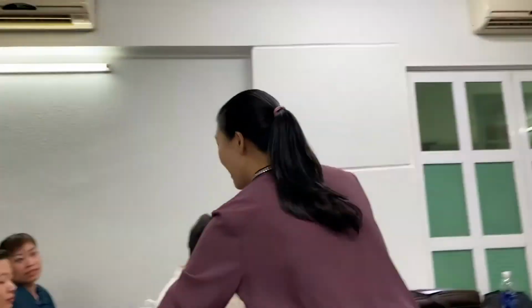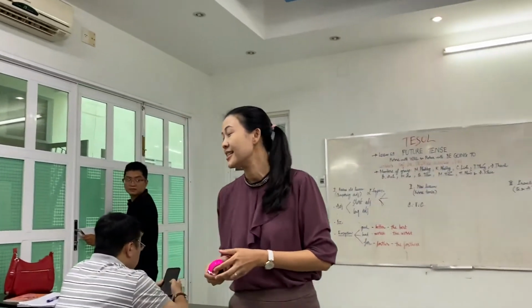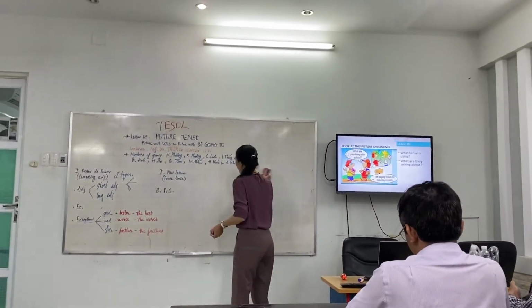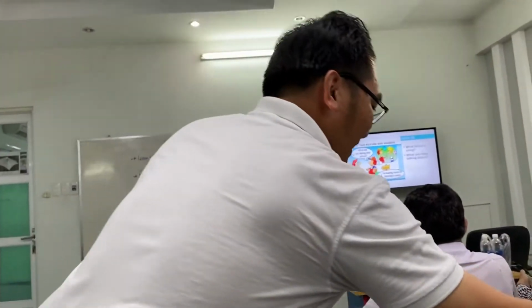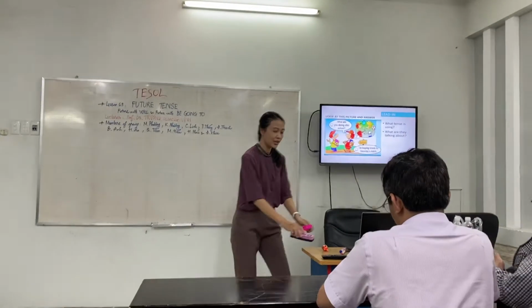And I have the white paper for the girly group. Okay. So we have the sticker here and here. Right? So totally we have six sentences. And please go to the table. And you can distinguish for me which one is using will and which one is using be going to.